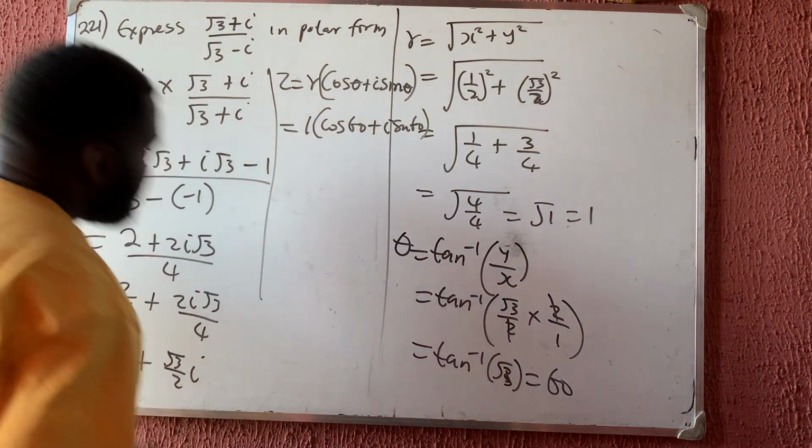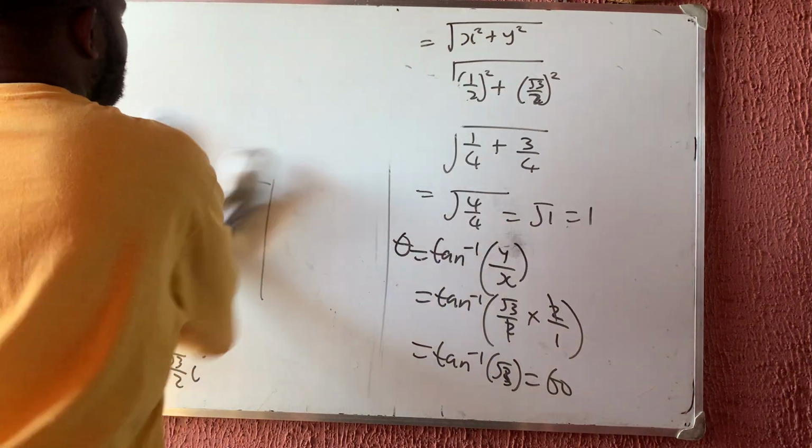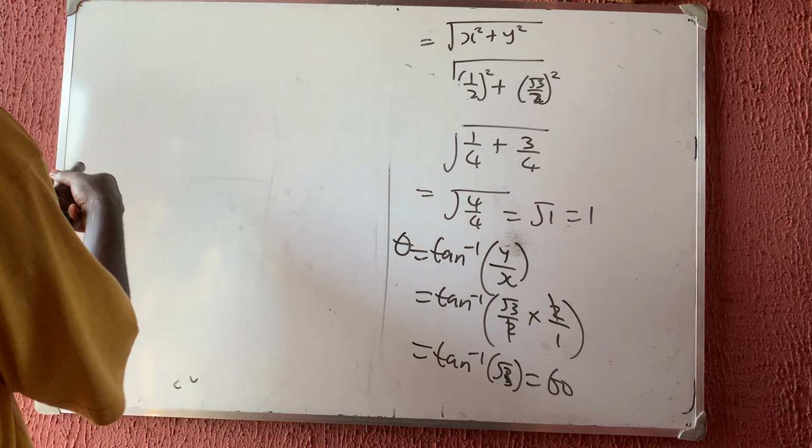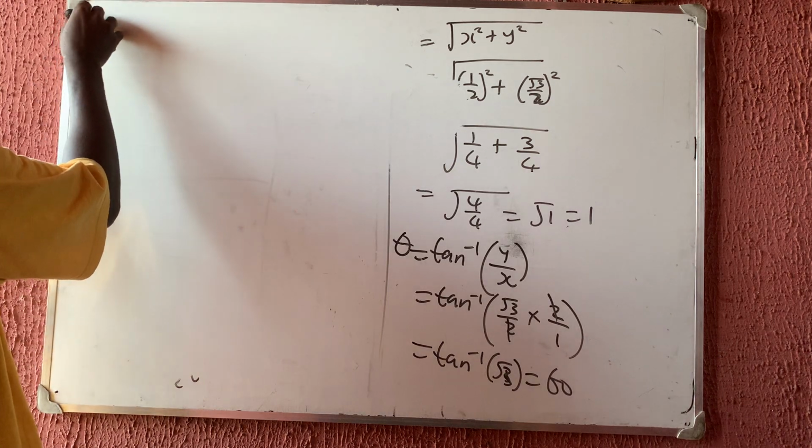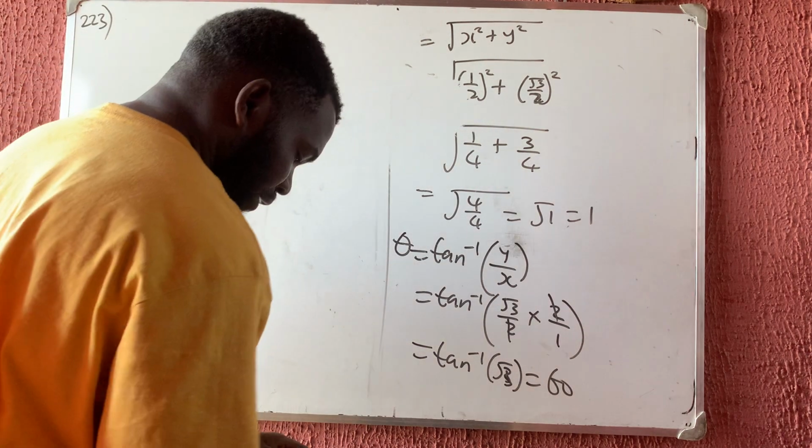So we move to the next question. Question number 222. Okay, there is no 222. We have 223.